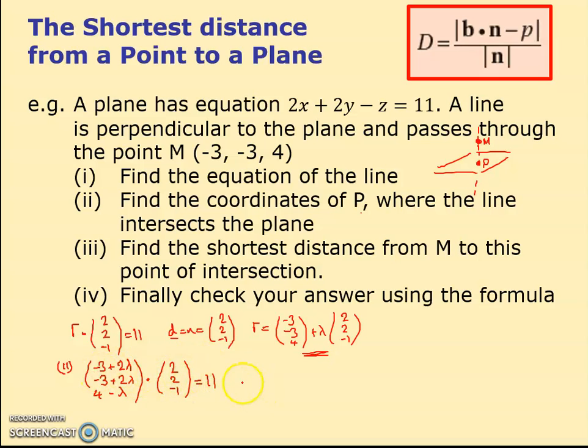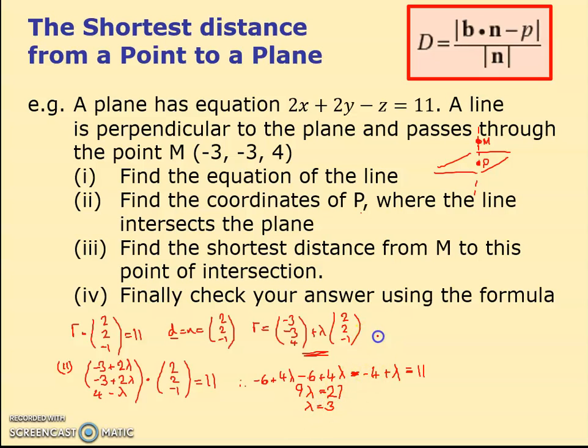So I can just multiply that out. That gives me -3 times 2 is -6 plus 4 lambda. The next row gives me exactly the same thing, -6 plus 4 lambda. A different one, -4 plus lambda, and that is equal to 11. So how many lambdas have I got? 4, 8, I've got 9 lambda, minus 12, minus 16, move that over, equals 27. So therefore lambda equals 3.